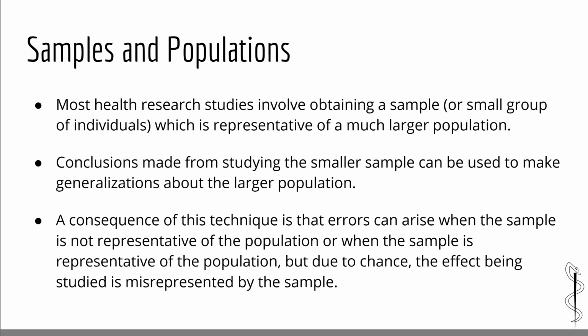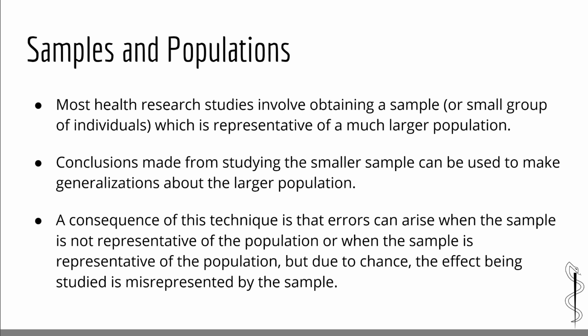Another important thing to realize is that most health research studies involve obtaining a sample or small group of individuals which is representative of a much larger population. The reason for this is because it is often impossible to study every single individual in the population. Therefore, it is easier to obtain a small group of individuals from the population and then study that group. Conclusions can be made from studying the smaller group or sample, and then these conclusions can be used to make generalizations about the much larger population.